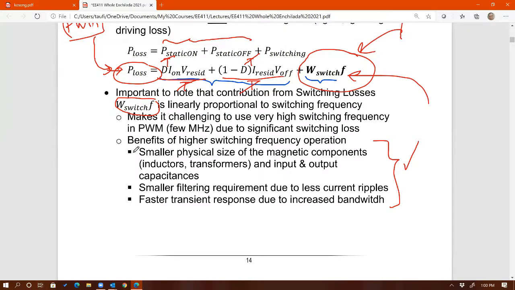Yeah, I think that's part of the statement that I made earlier, a smaller physical size of the magnetic components. With higher frequencies, you get smaller magnetics. But I don't think I'm answering your question. What is the question again?